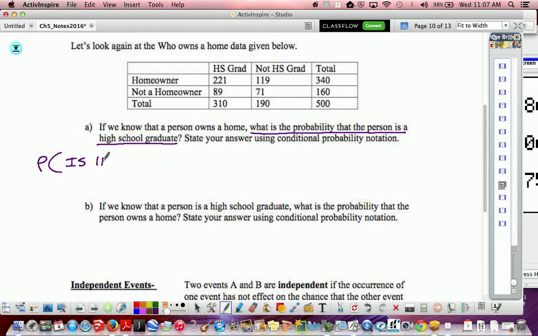Is a high school grad, we used the abbreviation HSG yesterday, did we? I just want to be consistent with yesterday. My 4th hour class might have used a slightly different abbreviation. So is a high school grad given, what do we know that has occurred? Yeah, they own a home. So they own a home.